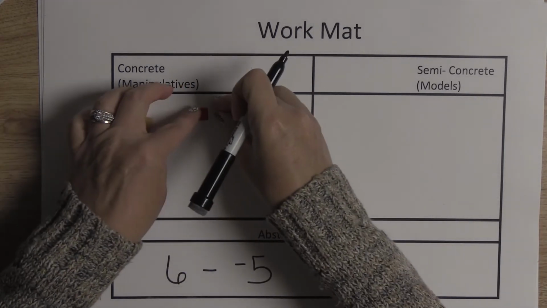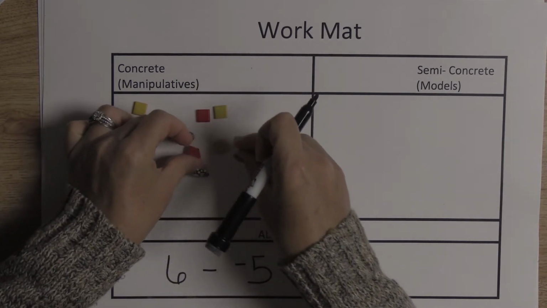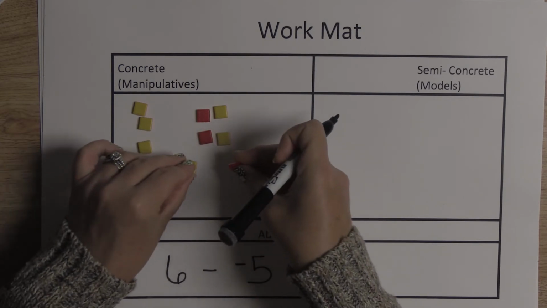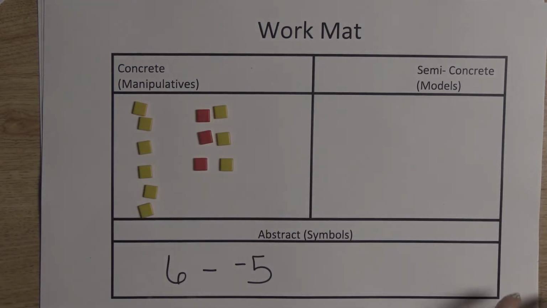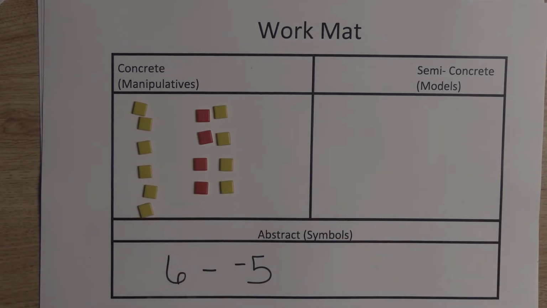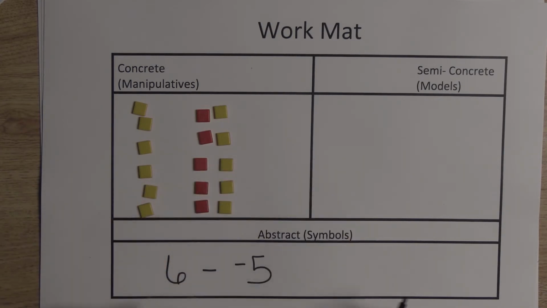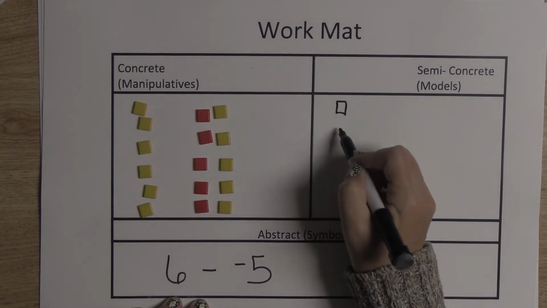So there's a zero pair. There's a zero pair. Here's a zero pair. Another zero pair, so that's 4 zero pairs, and my last one, a 5th zero pair. Now, do I have a -5 to take away? I do now.